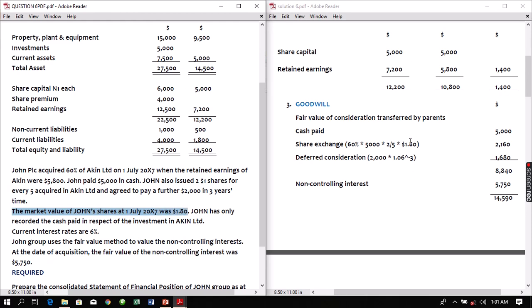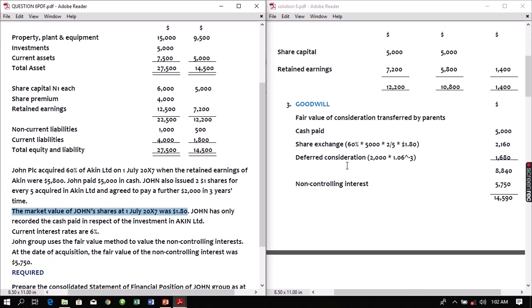So what normally comes here is the market value of the parent shares. Coming again, I want to acquire 60% of the total shares in the subsidiary, which is 5,000 shares. I multiply by the exchange ratio, which is 2/5, because I'm giving 2 for every 5, and I then multiply by the market value, which is 1.8, which is very easy, giving us 2,160. And after that we go to deferred consideration.